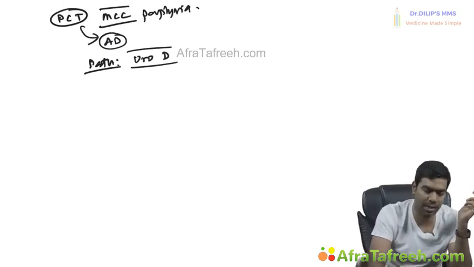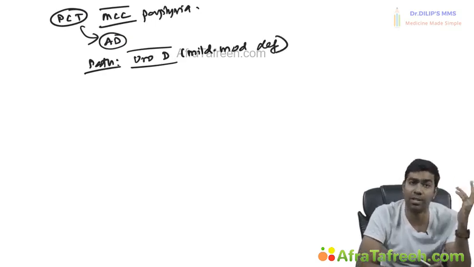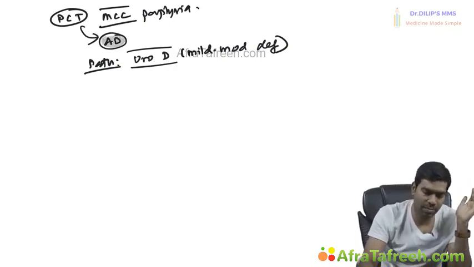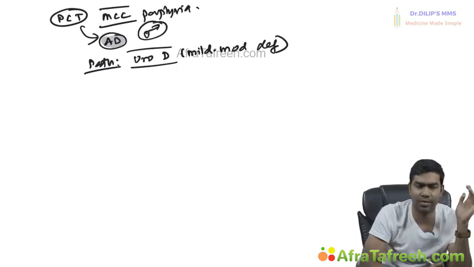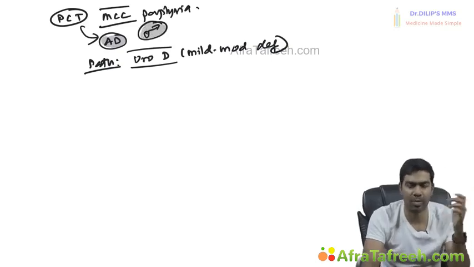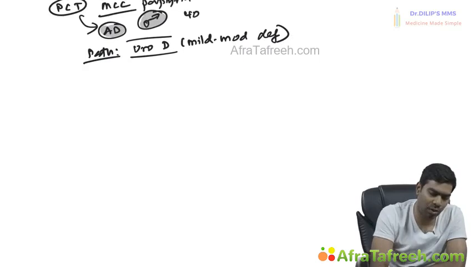PCT typically occurs in mild to moderate deficiency. If it's a severe deficiency, it will result in another phenotype that is autosomal recessive in nature, called hepatoerythropoietic porphyria. Typically PCT is very common in males. We don't know why; even though it's autosomal dominant, it should be equal in distribution, but typically it's quite common in males compared to females, and usually it happens in the age group of 40 to 70 years.